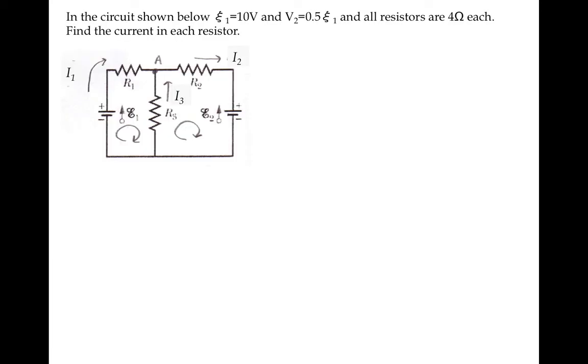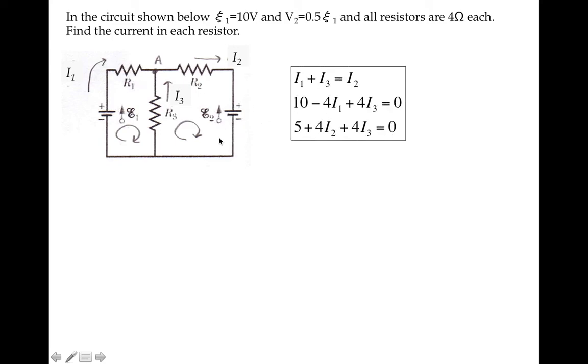All right, another example here. I have the same thing. I have 2 batteries, and all the resistors are 4 ohms, and I want to find the currents I1, I2, I3, magnitude and direction. So if you look at the junction point here, the sum of the currents in, which is I1 plus I3, is equal to the current out, which is I2.